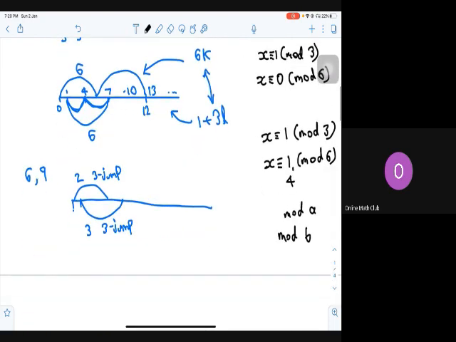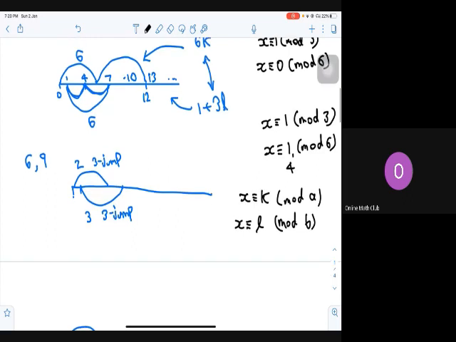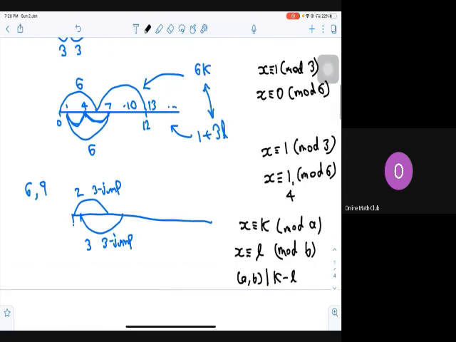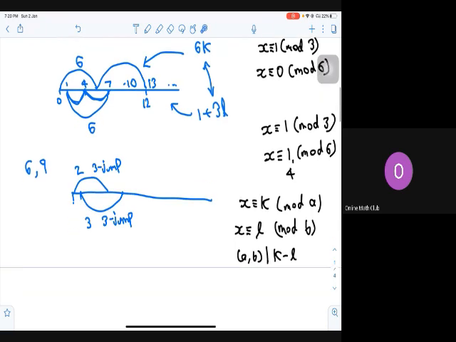So if you have something like x is congruent to k mod A, x is congruent to L mod B, then if GCD of A comma B divides K minus L, then you would have a solution. Like over here, the issue was that the jumps are of length 3. So if you start at two different points, you would have an issue unless those two points are congruent modulo 3. So if you start at 0 and 1, the jumps would never intersect. But if you start at 0 and 3, the jumps would indeed intersect because the jumps are length 3.